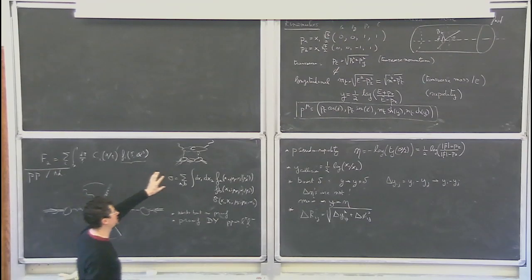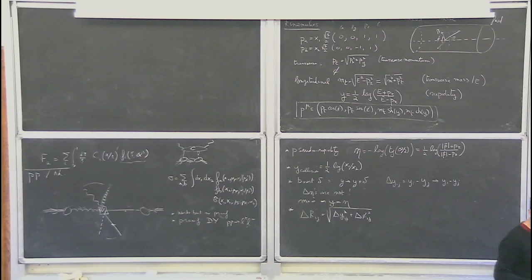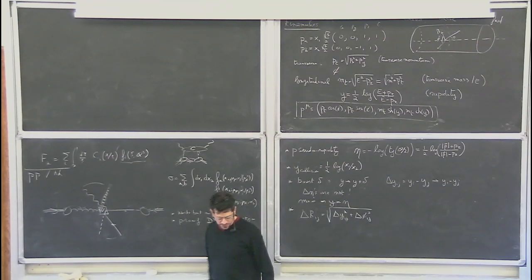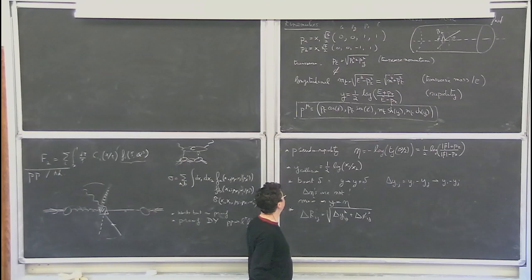In this case, keep in mind that it's a cylinder, so phi is periodic. You need to watch out: if you try to compute this, there's a 2 pi periodicity for phi.